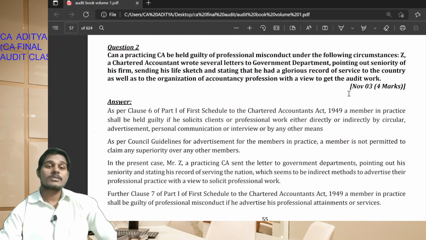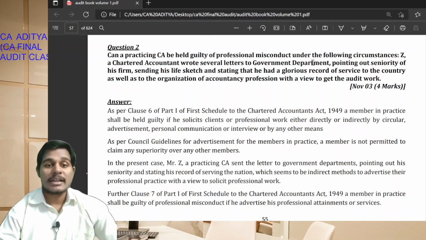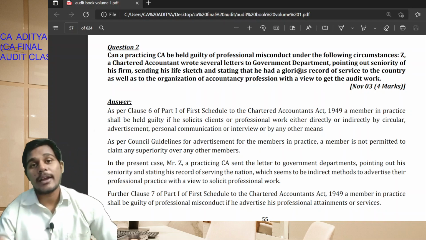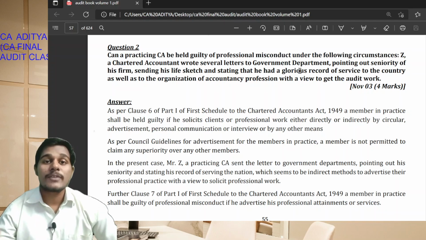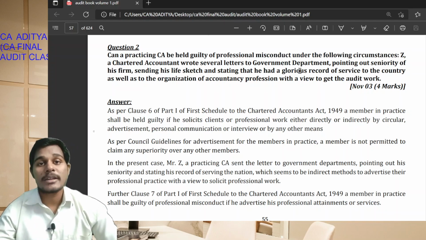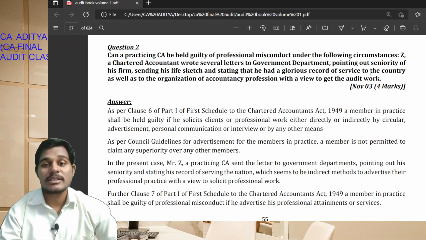A chartered accountant was held guilty of professional misconduct under the following circumstances. A chartered accountant wrote several letters to the government pointing out seniority. See students, a chartered accountant should not show superiority over other chartered accountants. If he shows any superiority over other chartered accountants, then it will be professional misconduct. In the present case, he has shown the seniority of his firm, sketching out his life sketch and stating that he had a glorious record.